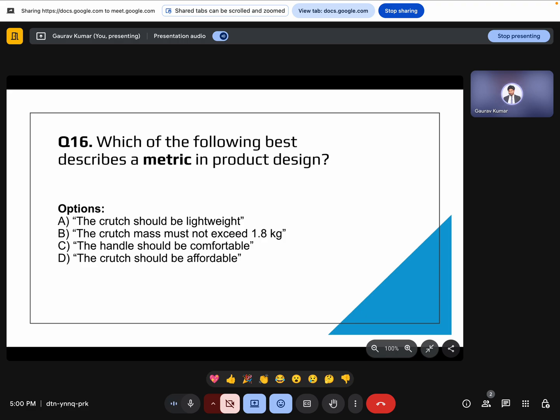Metrics are measurable quantities with units, which are necessary to verify whether a product meets its requirements. Without them, testing is not possible. So the correct answer is mass is less than or equal to 1.8 kg. This is measurable, has a target and a unit, making it a true metric, right? The other options, lightweight and comfortable, are vague descriptions that cannot be directly measured. You can also see the explanation part in the next slide.